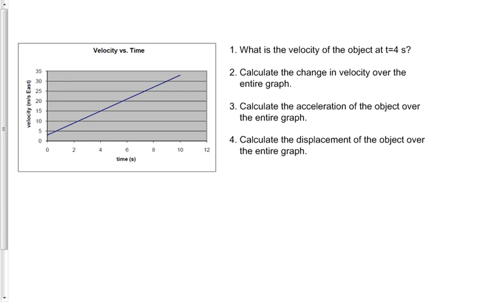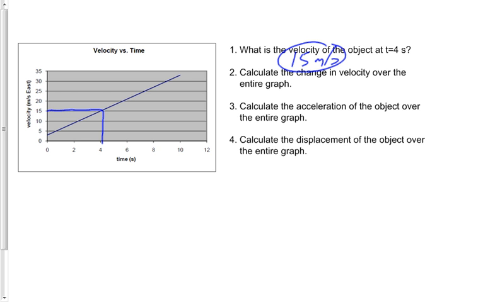What is the velocity at 4 seconds? Remember how to do that? Atlanta, you know how to do this one, right? The velocity at 4 seconds. Up and over. So at 4 seconds, we go up, we go over. It's 15 meters per second.